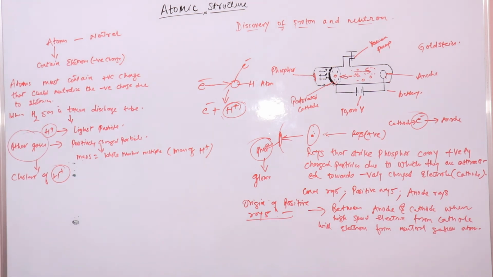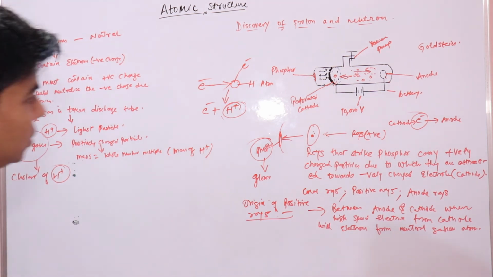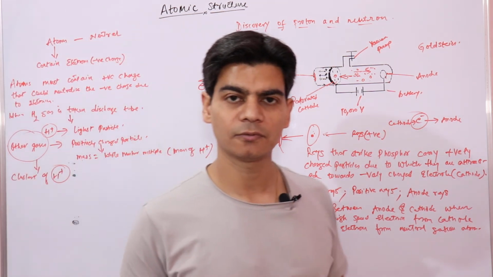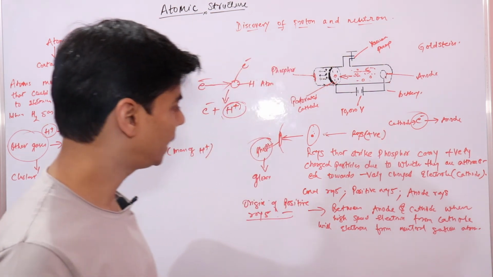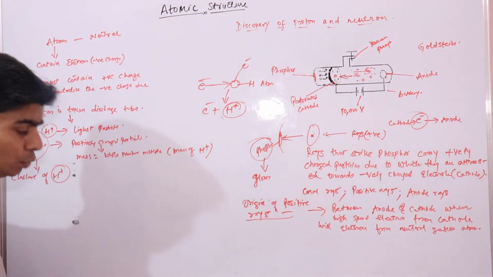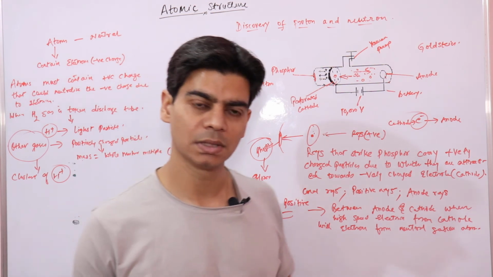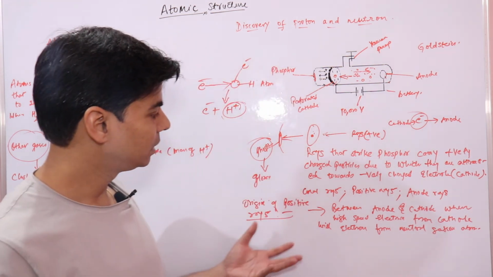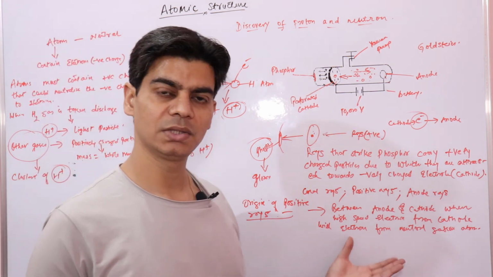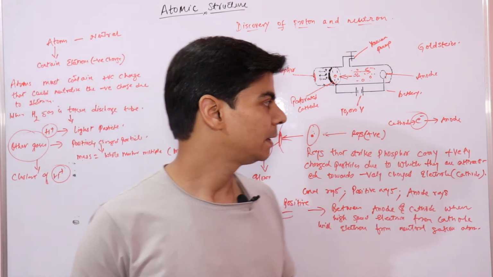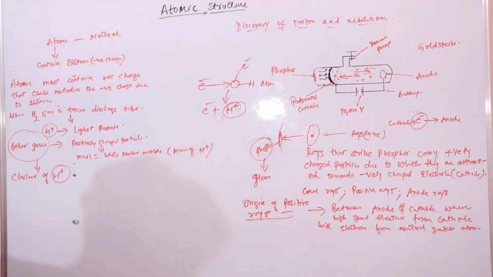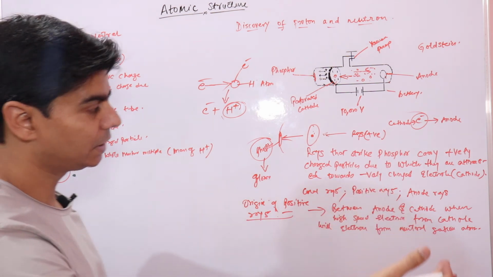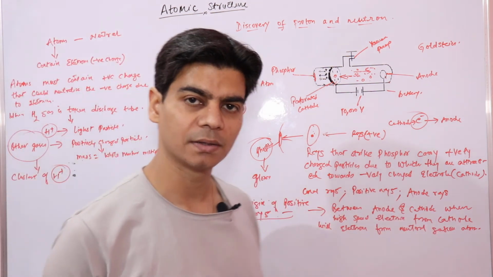And now we have some properties of these protons. Most of the properties of protons are similar to those of cathode rays. First, they travel in a straight line. Similarly, these positive rays also travel in straight lines, and on whichever material they fall, they cause a heating effect.